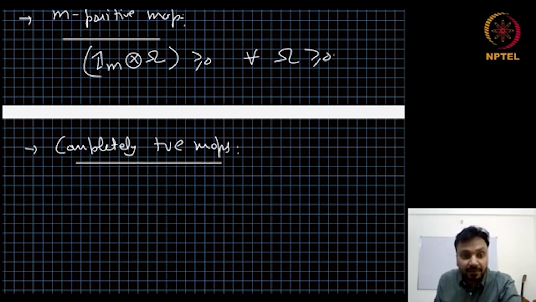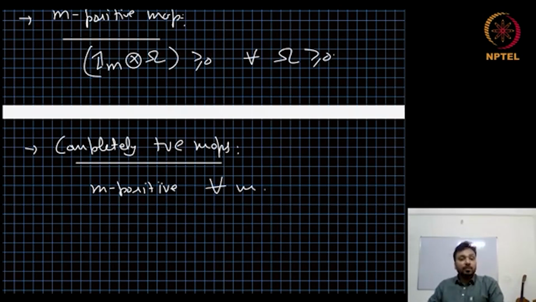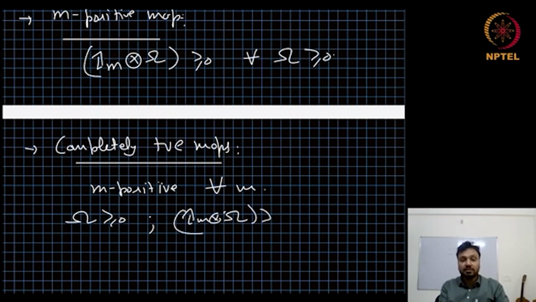Completely positive map is an M positive map for all M. If we have a map omega which is positive and it is M positive for all the values of M, then it is a completely positive map. So let me repeat, if we have a map omega which is positive and I_M tensor omega is also positive for all M, then it is called a completely positive map.